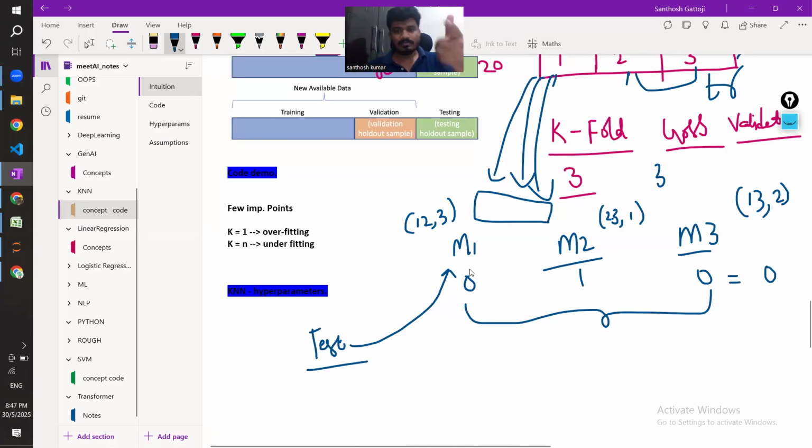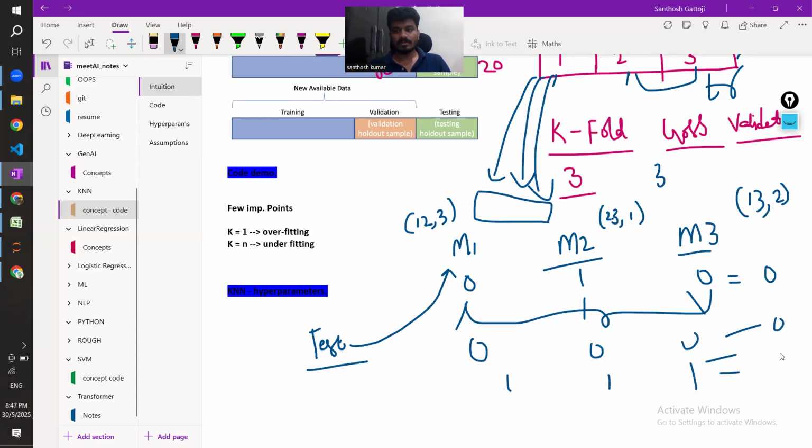Ultimately, the model will give you only one prediction, 0 or 1. Let's say this gives 0, this 1, this 0. In the best case, if all are zeros or all are ones, there is no need for any thinking; it will be either 0 or 1. The same test point you will pass to all 3 models, new test data.